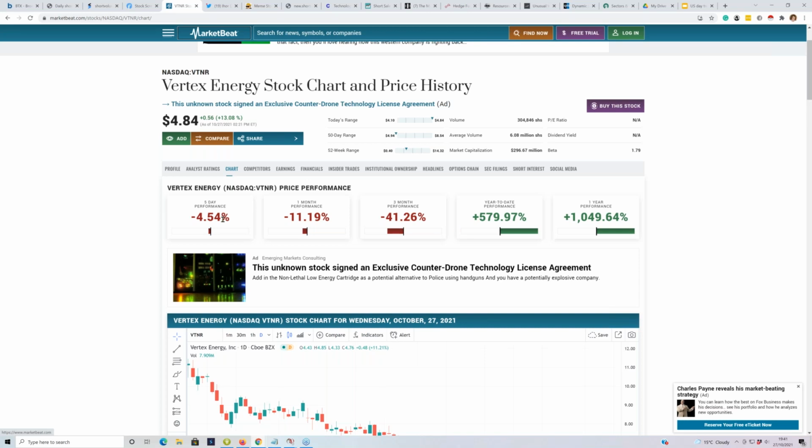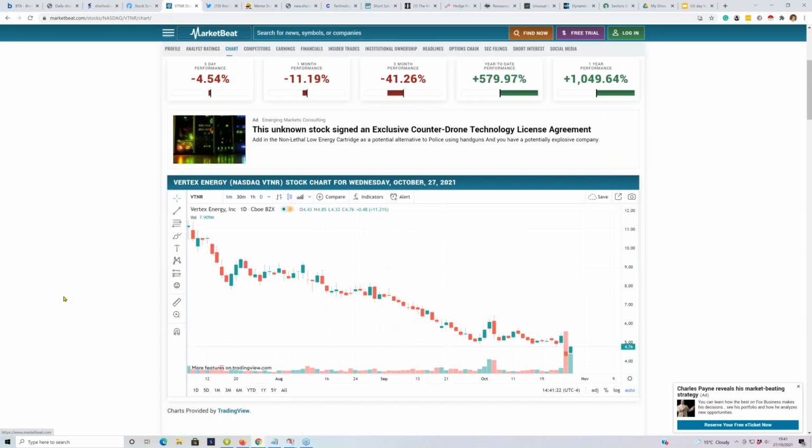So that's it. But as you can see here, the 5 days, the 1 month, the 3 month, it hasn't been so fantastic. But the reason I liked this particular stock is because of the anomaly, the sheer amount of volume that came in at the bottom here.